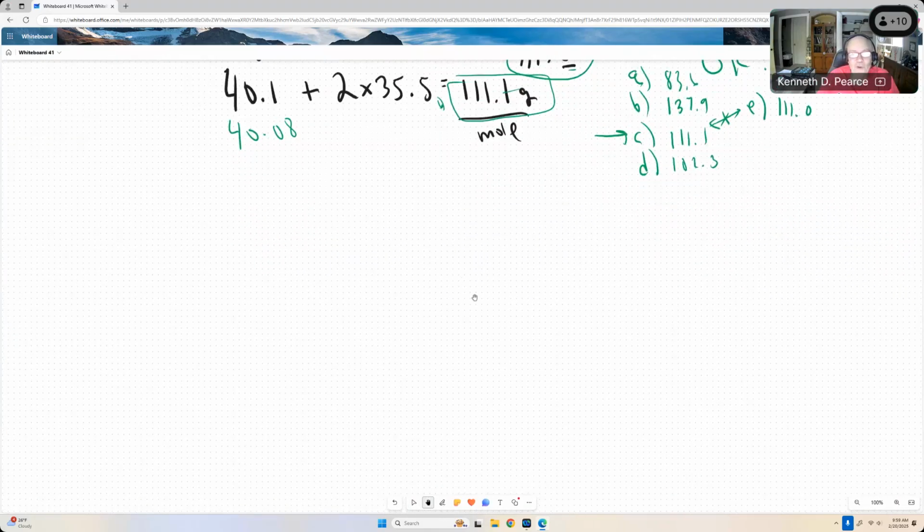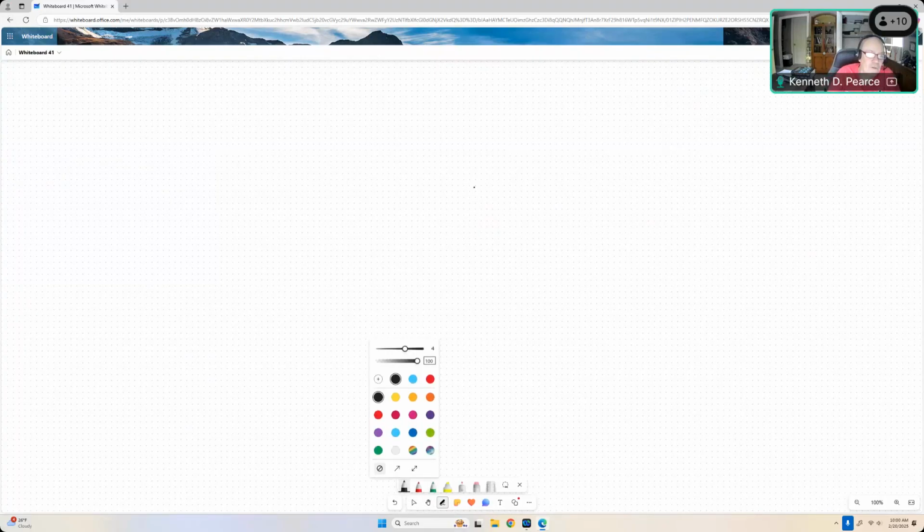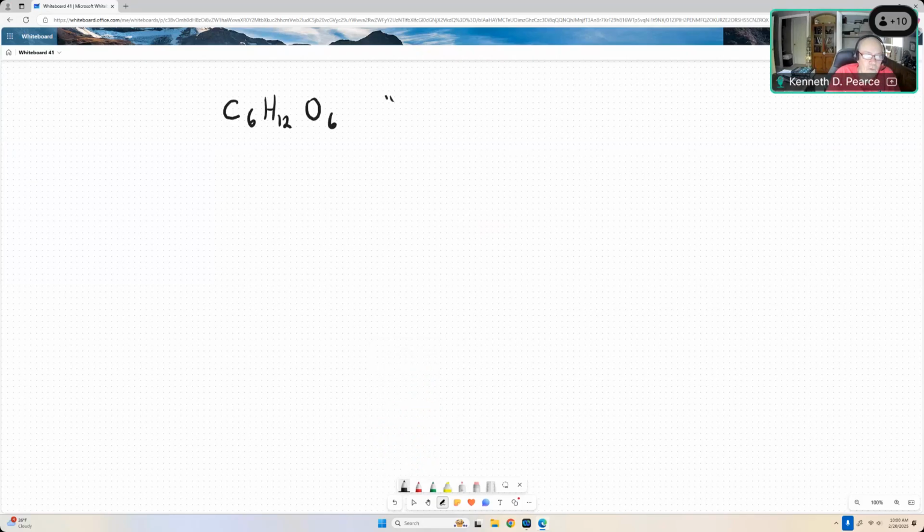It's good to wonder about these things. Okay, let's do one more and then we're going to try something a little bit different now. So let me change my colors here again. Let's get the molar mass of, oh, what do we want to do here? How about, there we go, this is glucose. Glucose, otherwise known as blood sugar. Let's get the molar mass of that, and then we'll do something else.